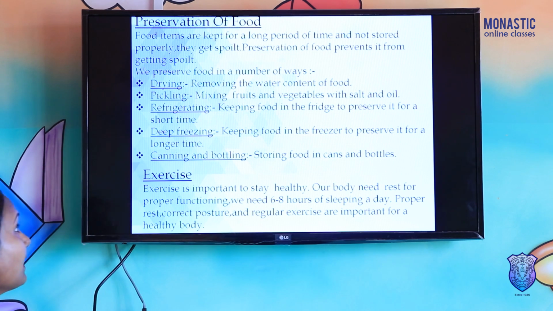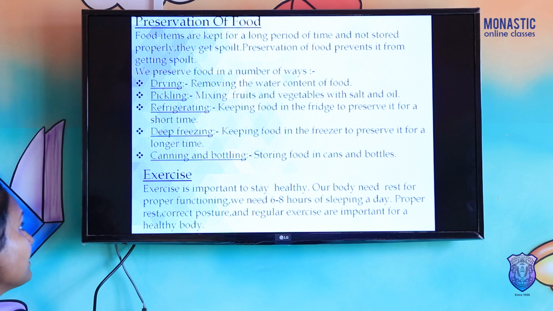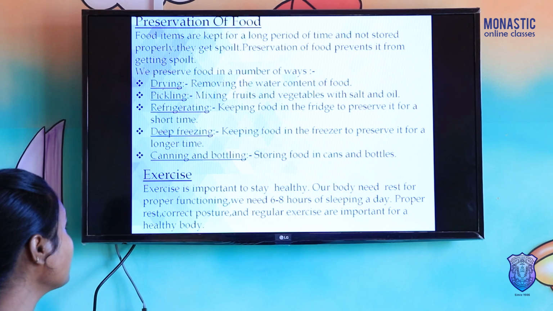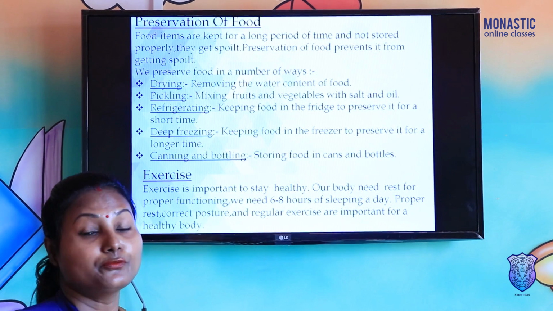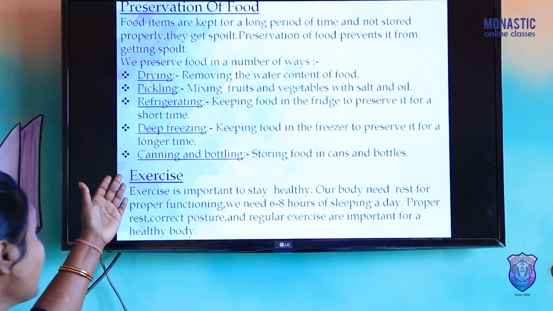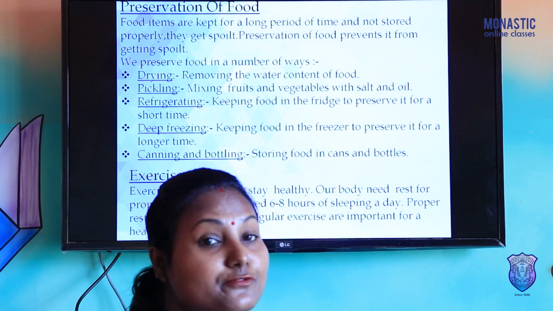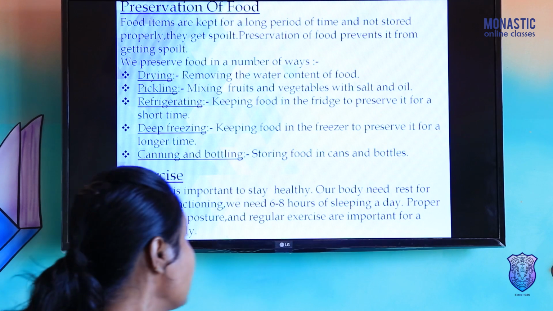Next is pickling, mixing fruits and vegetables with salt and oils. Number three, refrigerating, keeping food in the fridge to preserve it for a short time. That is cooked food, fruits and vegetables. Next is deep freezing, keeping food in the freezer to preserve it for a long time, for example, meat, fish, etc.